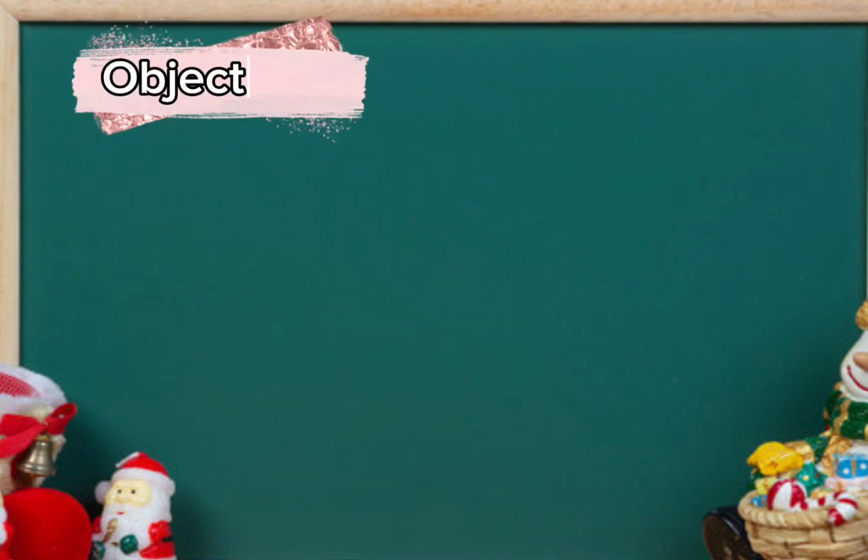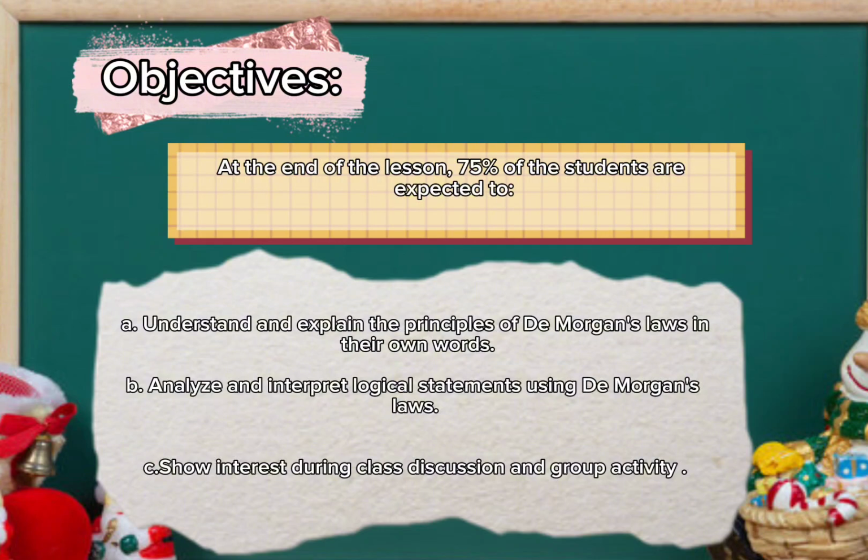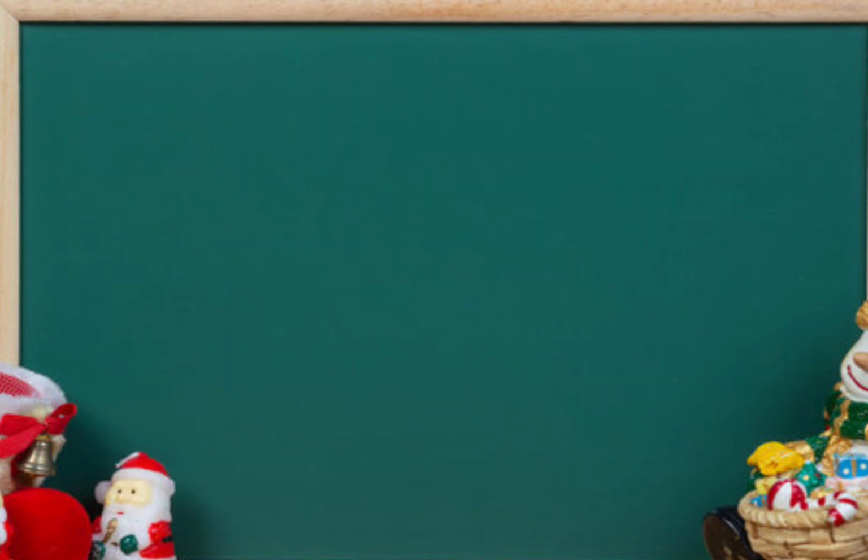Before we move on to our new lesson, let me present to you our objectives. Kindly read. Objectives. At the end of the lesson, 75% of the students are expected to: A. Understand and explain the principles of De Morgan's laws in their own words. B. Analyze and interpret logical statements using De Morgan's laws. C. Show interest during class discussion and group activity.